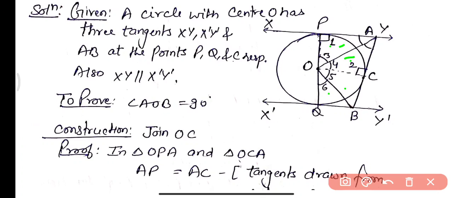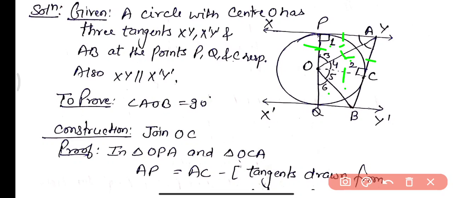So in triangles APO and ACO, you can see here AP and AC are tangents drawn from an exterior point to the circle. So the length of AP will be equal to the length of AC. Similarly, OP and OC are the radii of the circle, so these two will be equal, and OA is common to both triangles. So these two triangles will be congruent by SSS, or we can prove these two triangles congruent by using the RHS rule also. You can see here the radius is perpendicular to the tangent at the point of contact.